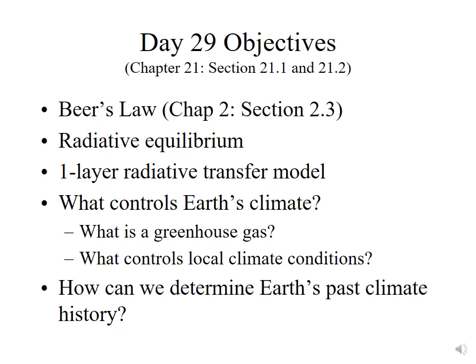Our objectives today are being pulled from Chapter 21 of the Stull textbook, Sections 21.1 and 21.2. We're also going to finish up with Beer's Law, which was the last of the black-body radiation laws from Chapter 2, Section 2.3. Chapter 21 focuses in on the climate system, and in order to do that, we have to understand radiative equilibrium, and then we'll create simple model representations of the radiative balance that the Earth is in with the Sun. And then we'll go into the details about what controls Earth's climate. And then we'll look at the data that scientists use to determine Earth's past climate history.